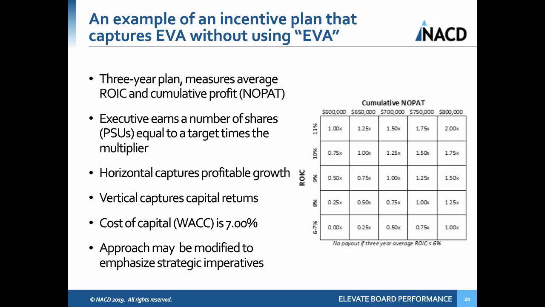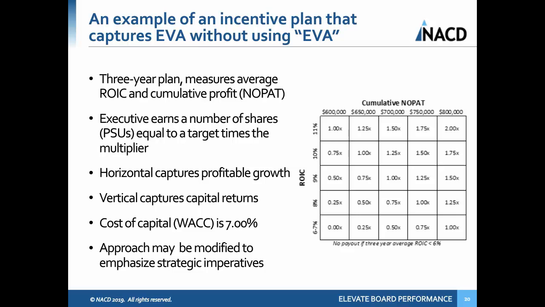So if we are setting goals and setting the pay scale here with respect to our known cost of capital, then we can be paying attention to EVA or economic profit without using EVA as a specific measure. And in general, we could modify this matrix to better match up with our own business circumstances. We could make this place greater emphasis on profitable growth.